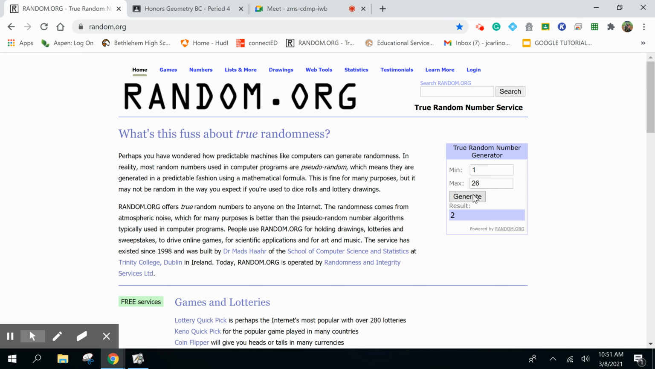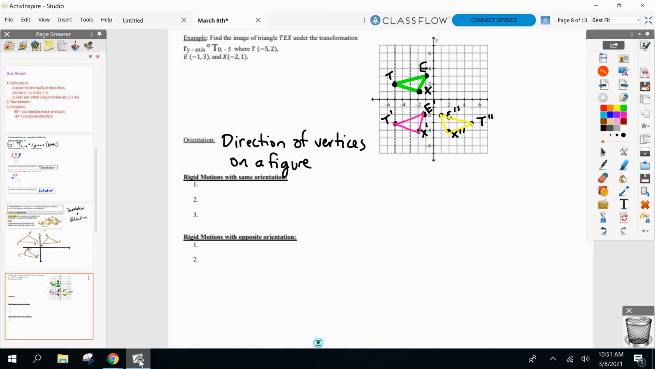What do you think? Which one's going to keep them the same? Owen, what are your thoughts out of all those we just discussed? Which one will keep the orientation the same? Translation. If you slide a figure, you're not changing the order of the vertices. Got it. Think you got another one on me? Any rotation, not just 180.